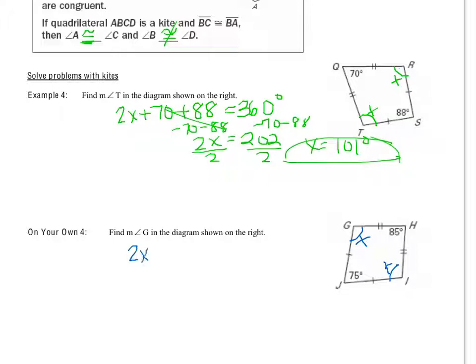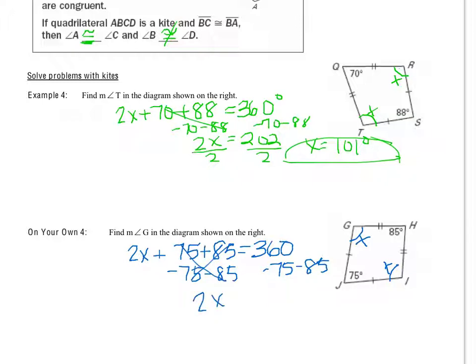So I can write 2x plus 75 plus 85 equals 360. I'll subtract my 75 and my 85 from both sides. So those cancel. I have 2x equals 200. Divide them both by 2. And x equals 100 degrees.